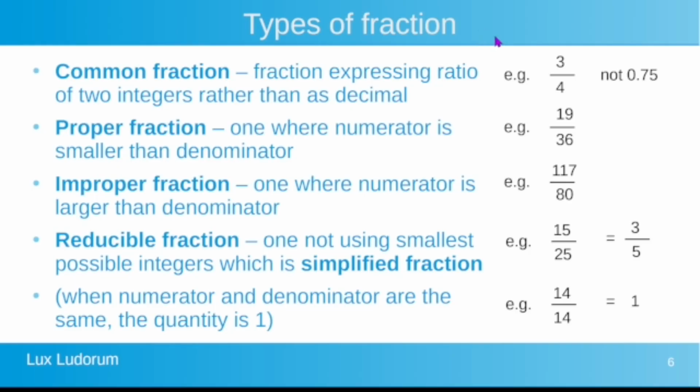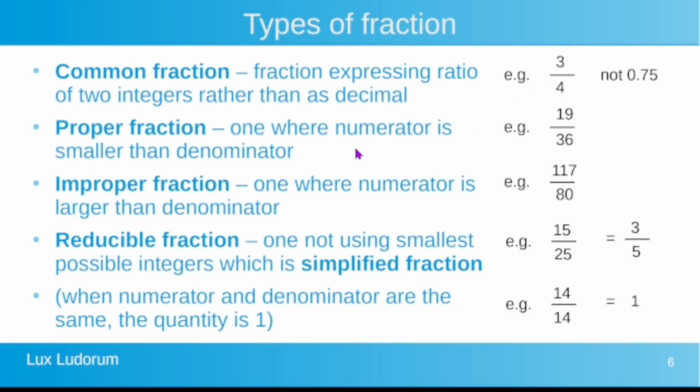Types of fraction. Common fractions, where the fraction is expressing a ratio of 2 integers rather than as a decimal. So there's an integer 3, there's an integer 4, this is a form of a ratio. I won't go into why that is, but that is a fraction, a common fraction. It's equal to 0.75, but this is a decimal. 0.75 is not a common fraction. 3/4 is a common fraction.